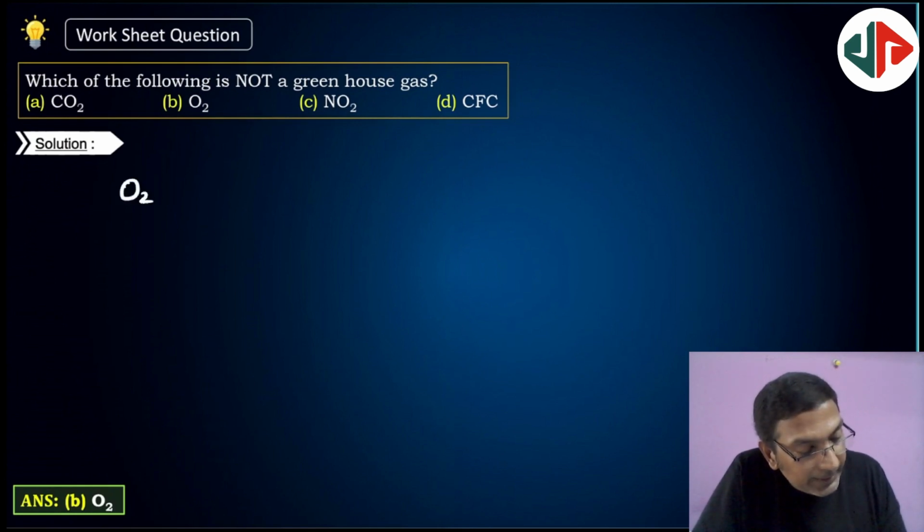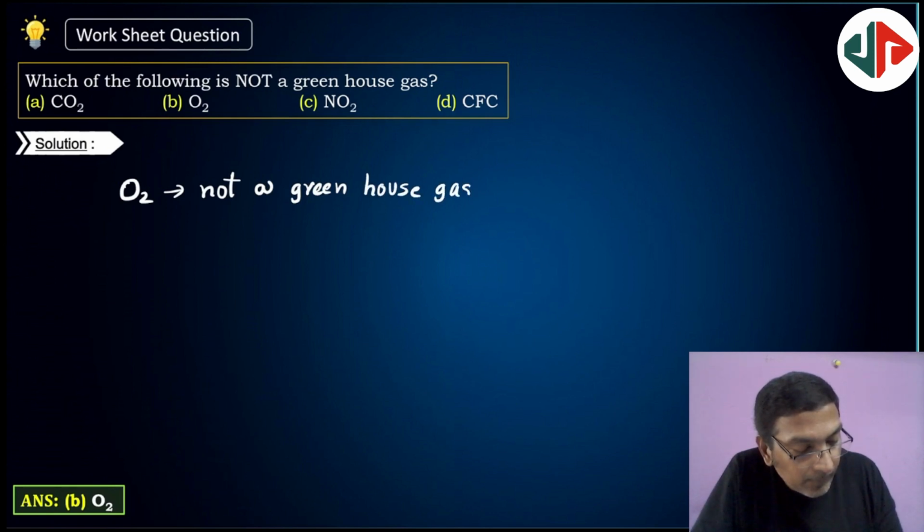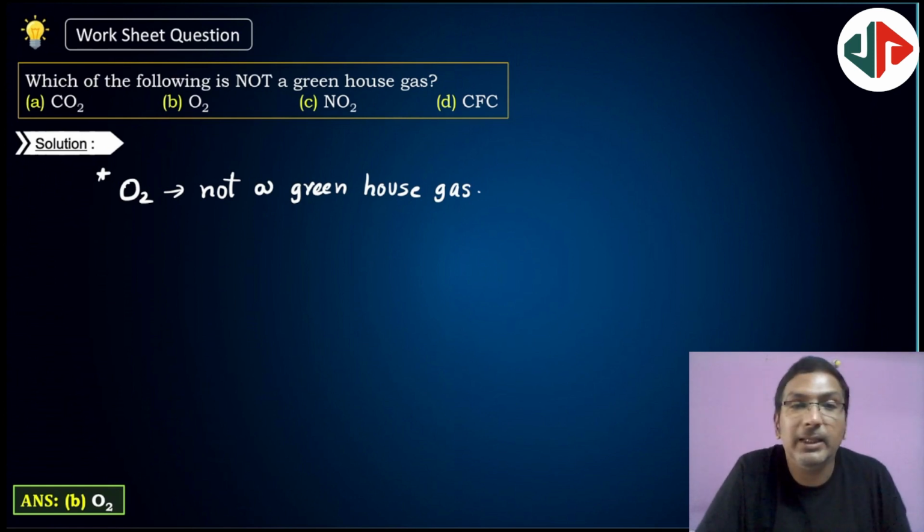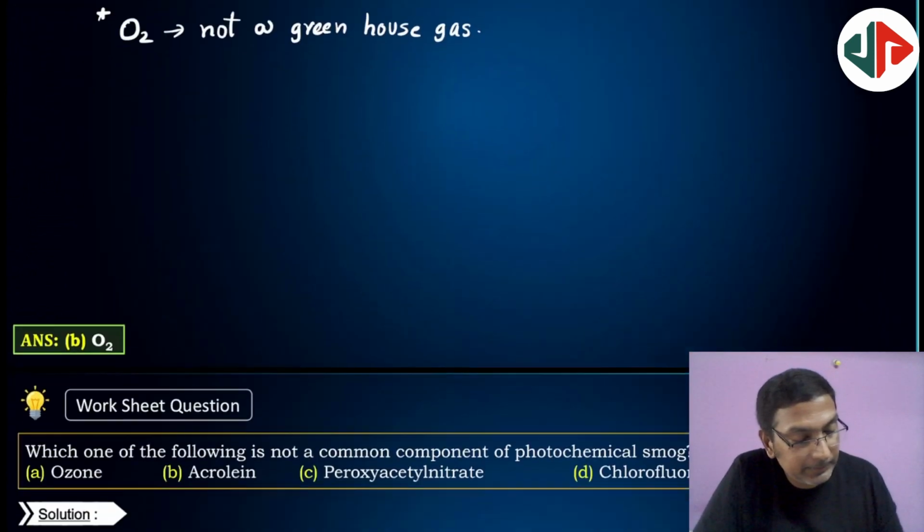So which of the following is not a greenhouse gas? So O2 is not a greenhouse gas. Remaining are greenhouse gases. Next.